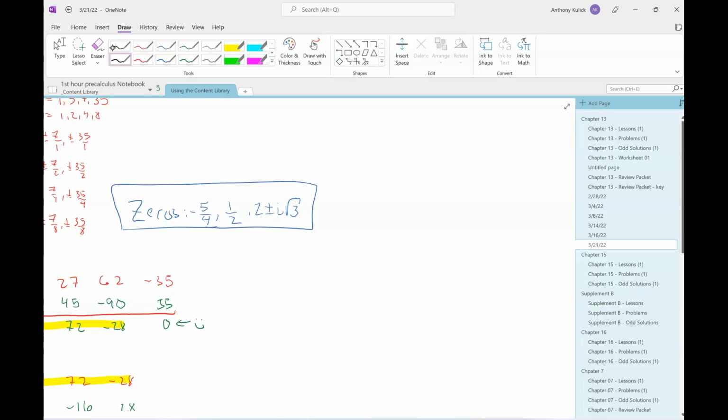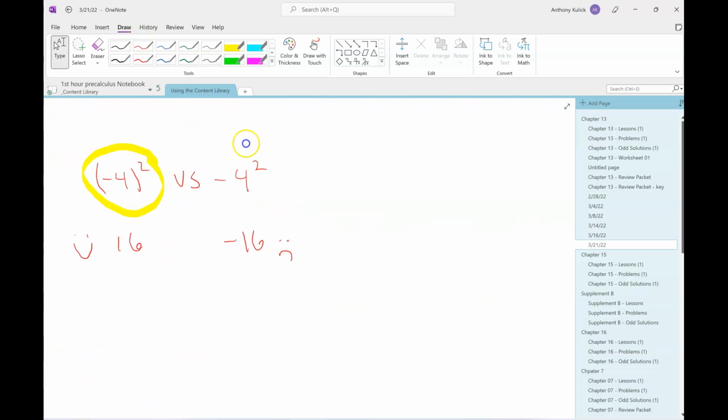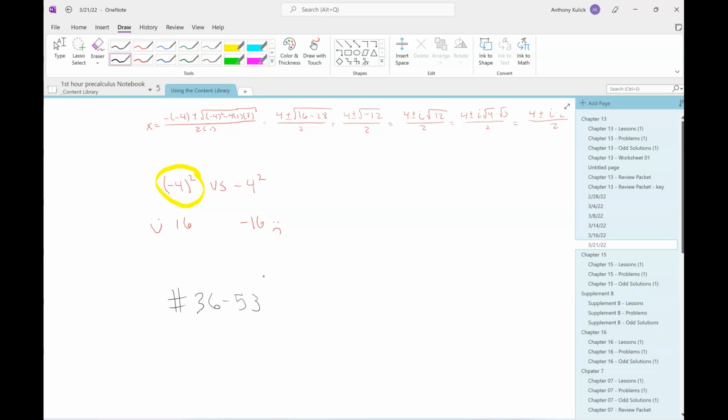All right. That's like the last kind of thing that we needed to do in this chapter. So at this point, you should be able to finish the problem set, which is 36 to 53. Yikes. It's okay, guys.